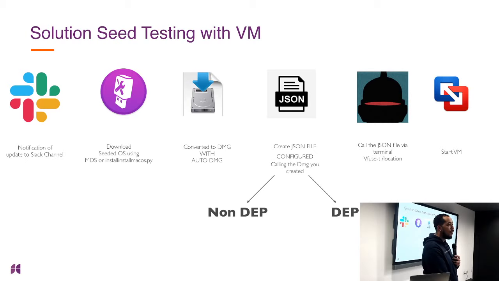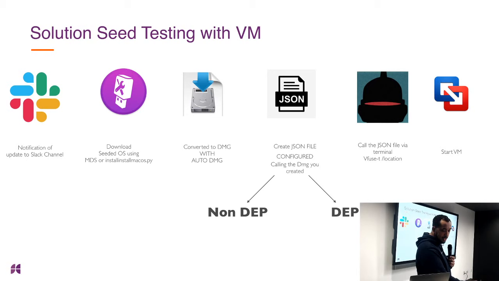We then use vFuse to call that up, which gives us our fully customizable options. And then we start the VM to start playing. From this, we're allowed to do what we need to do. So I'm just going to take a second to deep dive into what our JSON files look like.